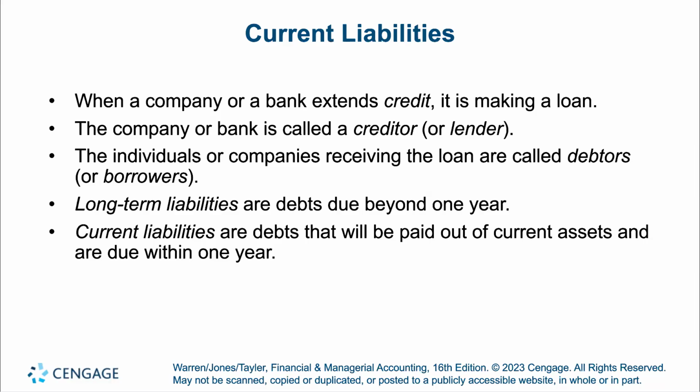Okay. So the rest of this chapter will look at other types of payables. A current liability is a payable that's due within a year or less. That's what we call a current payable. Money you owe to somebody due within a year.